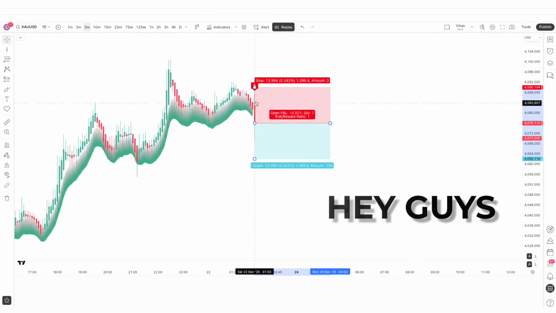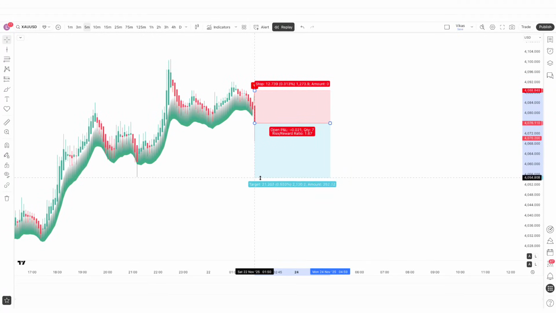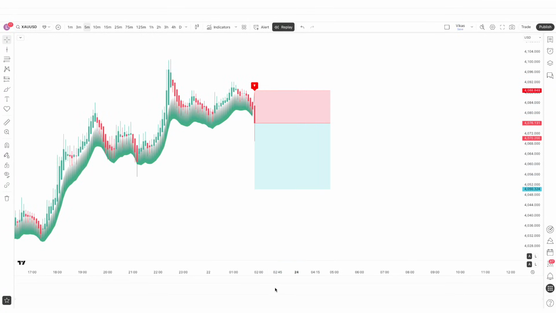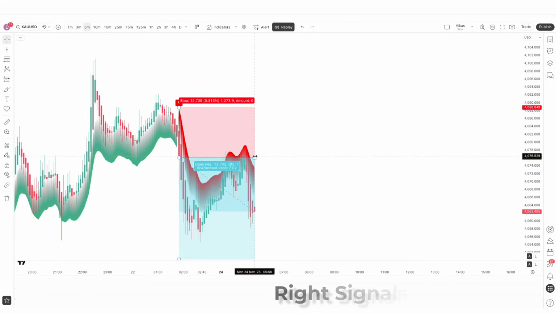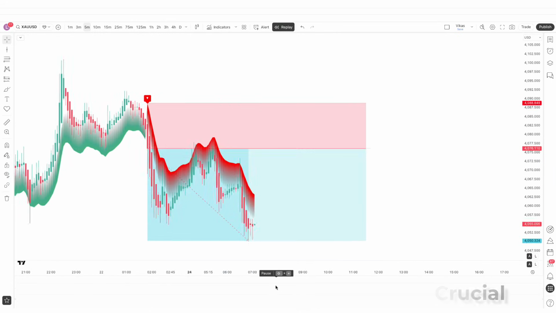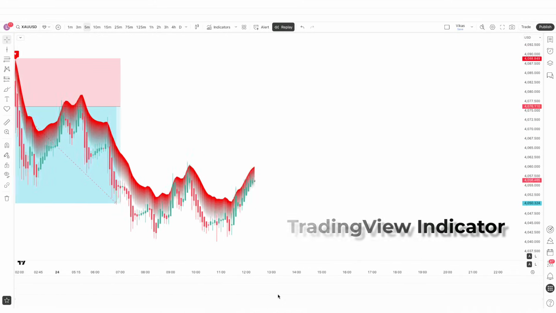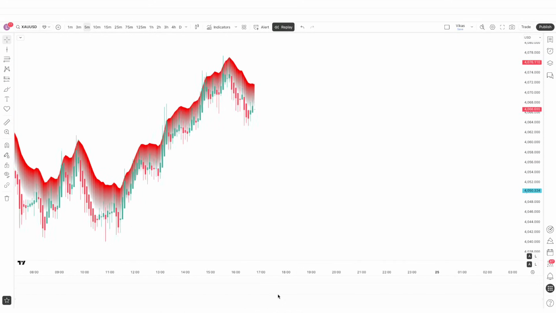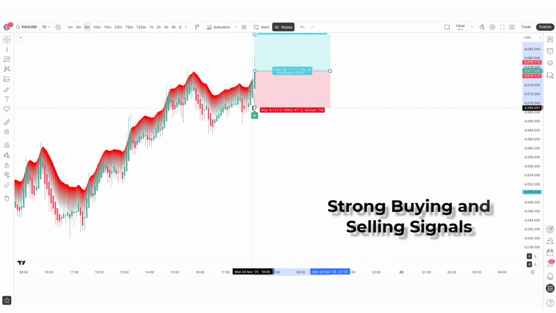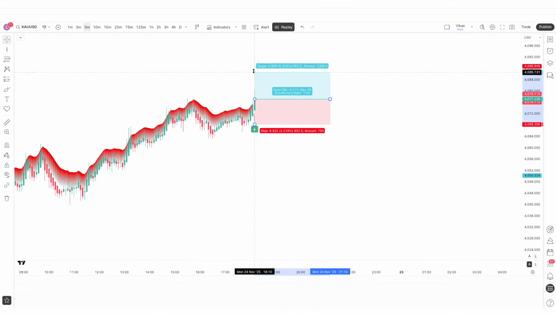Hey guys, in today's fast-paced market, simply looking at indicators isn't enough. Understanding the right signals is crucial. That's why in today's video, we'll be discussing a TradingView indicator that filters out market noise and clearly shows strong buying and selling signals. This indicator doesn't make unrealistic promises.